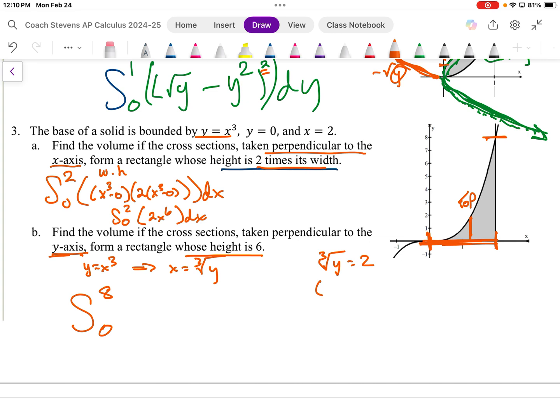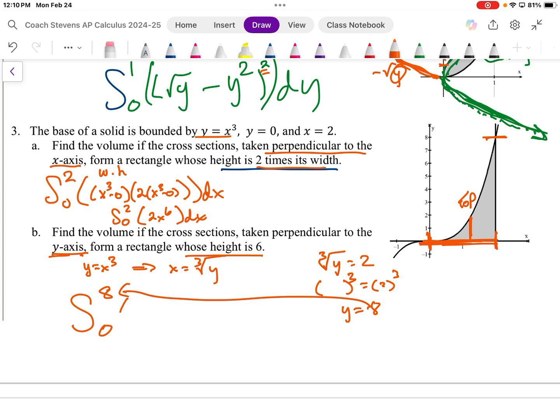So I would just cube both sides here, and then that would give me y equals 8. So that's how I can find out what my upper bound is: set the x equation equal to 2.